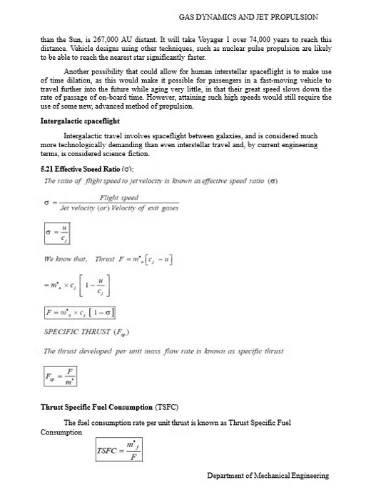Vehicle designs using other technologies, such as nuclear pulse propulsion, are likely to be able to reach the nearest star significantly faster. Another possibility that would allow for human interstellar spaceflight is to make use of time dilation, as this would make it possible for passengers in a fast-moving vehicle to travel further while aging very little, in that their great speed slows down the rate of the passage of onboard time. However, attaining such high speed would still require the use of some new advanced method of propulsion.